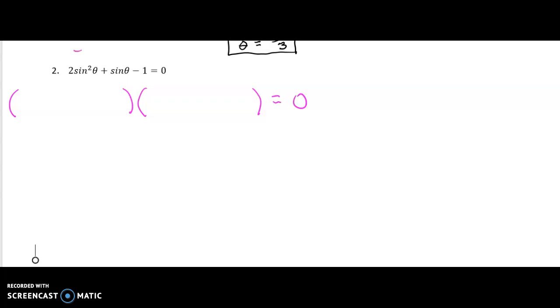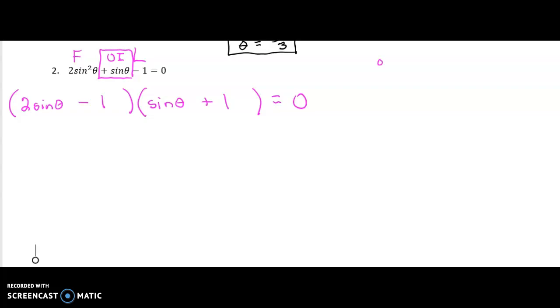When we have 3 terms, we're going to factor like this. So we think in FOIL, the first times the first always equals our first. So what times what will give me 2 sine squared? That would be 2 sine theta times 1 sine theta, or just sine theta. And in FOIL, the last number times the last number always gives me the last number. So I think, what times what will give me a -1? Well, -1 times a +1 will give me -1.